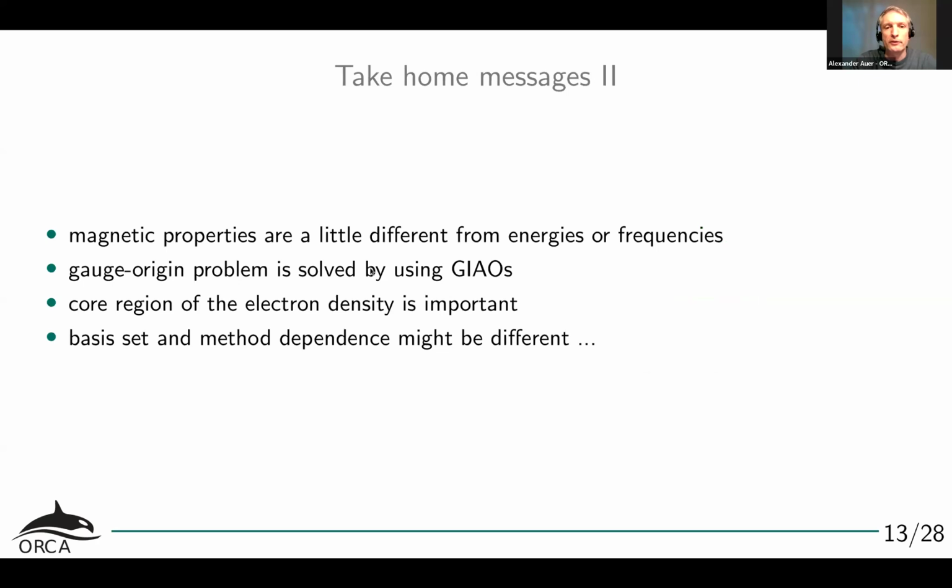Okay, so magnetic properties need special basis sets. We can use these to get robust and reliable results.